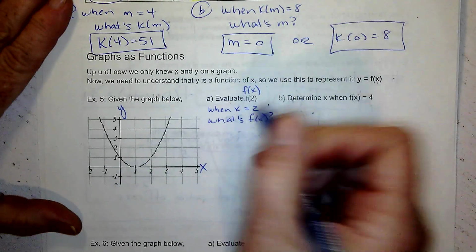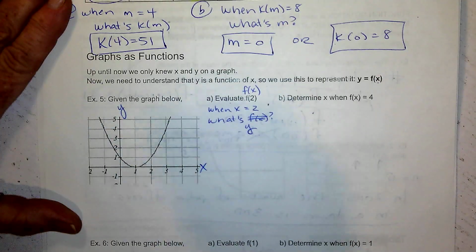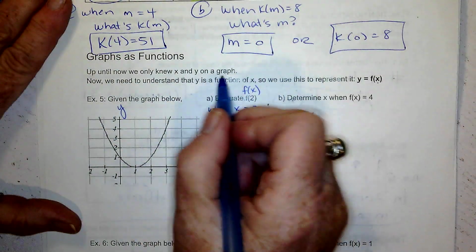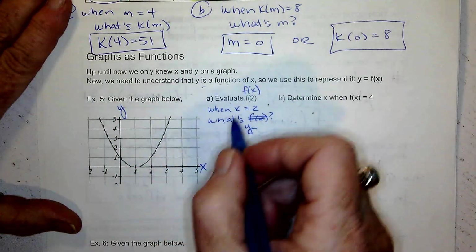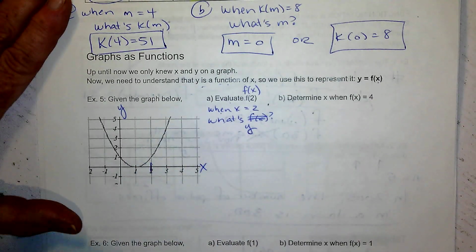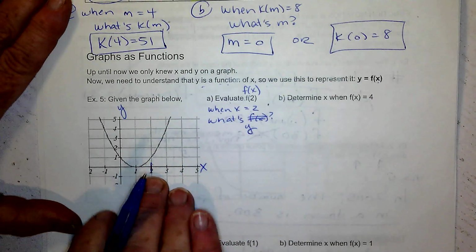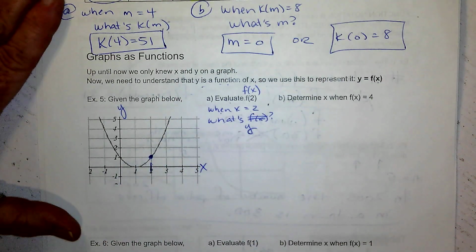So instead of saying f of x, you could say what's y? Because they are the same thing. y is just a function of x. So now I'm going to say, where is x equal to 2? x is equal to 2 right here. Fantastic. I don't want to just see it on the x-axis. I need to see where that is on the graph. And there it is on the graph.